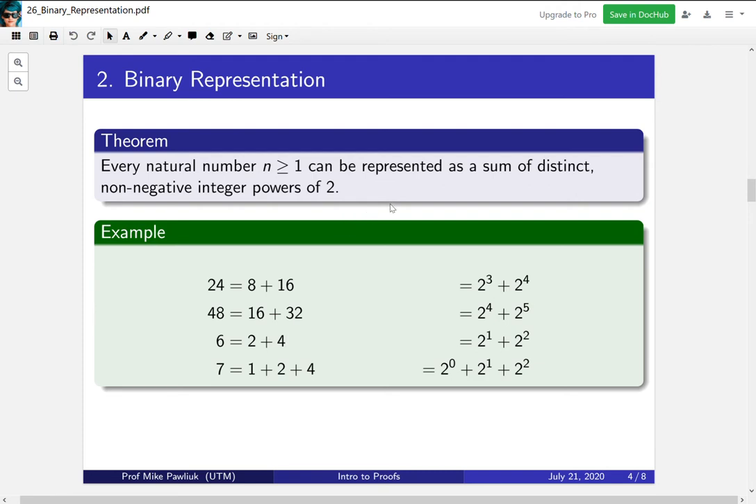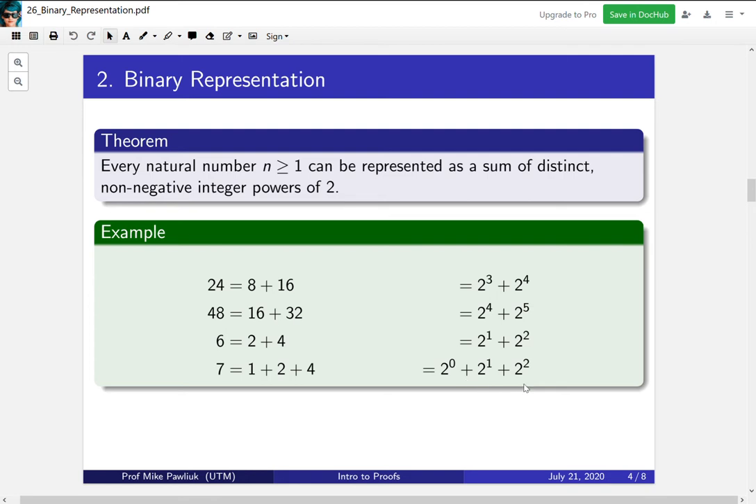This theorem is saying that every number, like the numbers on the left, can be written as a sum of non-negative integer powers of 2. So each of them we've written as sums of powers of 2. The non-negative part is that the exponents have to be 0, 1, 2, 3, 4, 5, 6, so they can't have negative powers. The exponents have to be integer powers, and also you can't repeat the same exponent. So that's distinct, non-negative integer powers of 2.